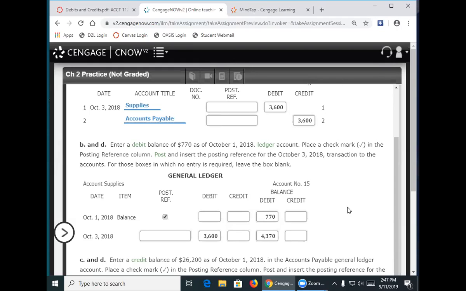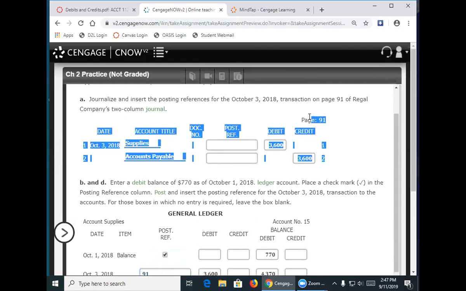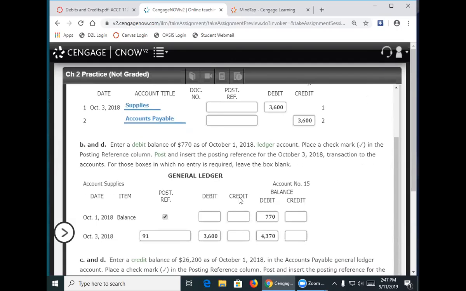And then I just need to put my post reference in. On your ledger, I'm going to put in the journal page number, which was 91. And we got that right up here. It's 91, the page number. And then on the post reference on my journal entry, I put in my account number. Supplies is 15, so I put 15. And 21. Yes. Okay. So that was for supplies.